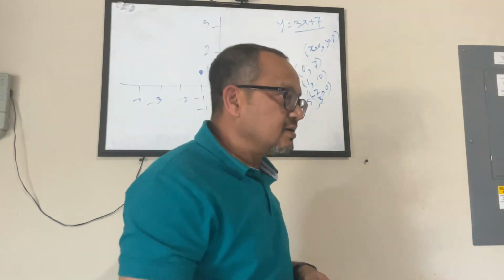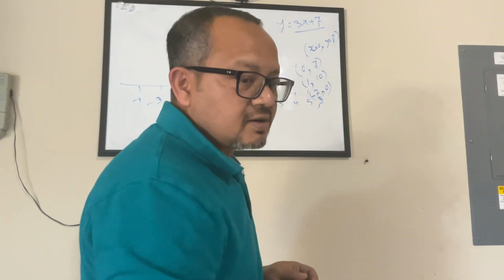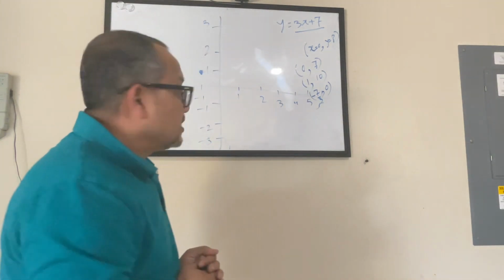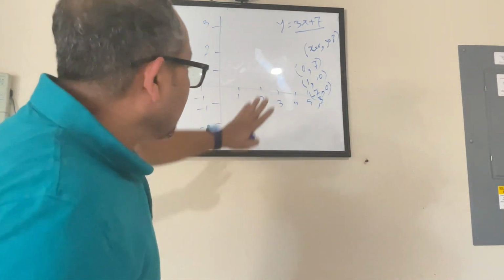Wait, let me check my work. Negative 2.5, no, negative 7 by 3. Y equals 3x plus 7, so minus 2 and 1 third. So it's negative 7 by 3. Yeah. So basically now I have 3 points.